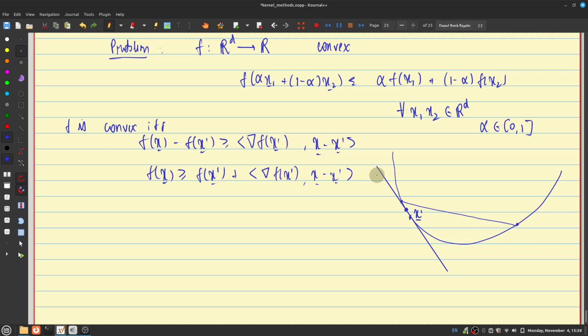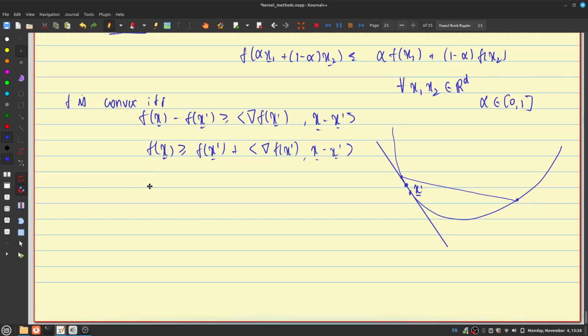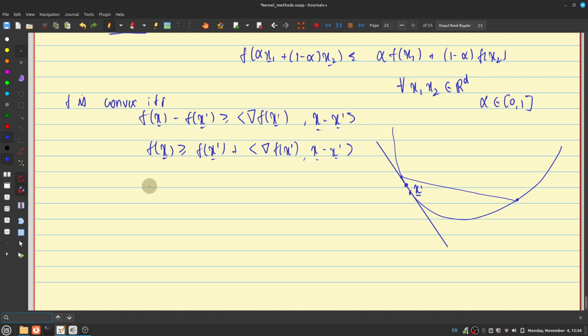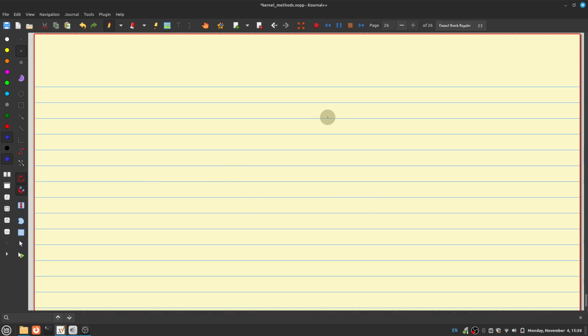But okay, let's consider a specific case. Let's consider f of x equal to mod x. It's not differentiable, that's for sure.